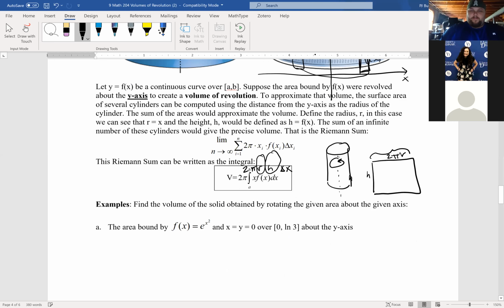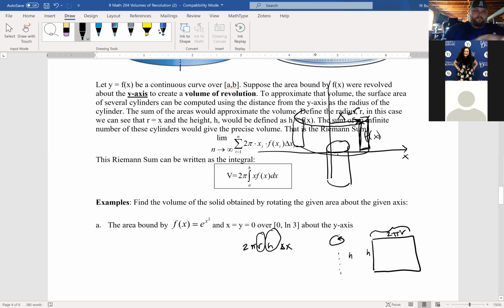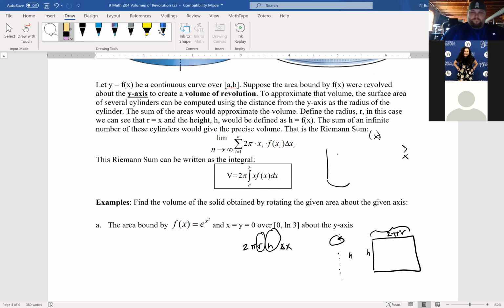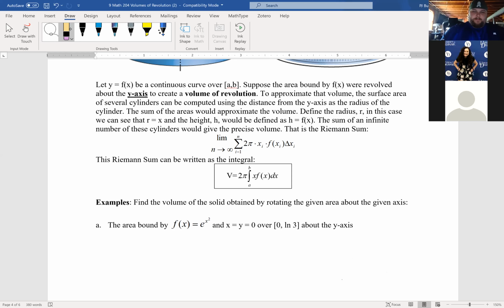Therefore, the volume is 2 pi times the integral of x times f of x dx. But what I want you to really remember is this is radius, this is height. Because those two things can change, right? It's not always going to be x, it's not always going to be just f of x.